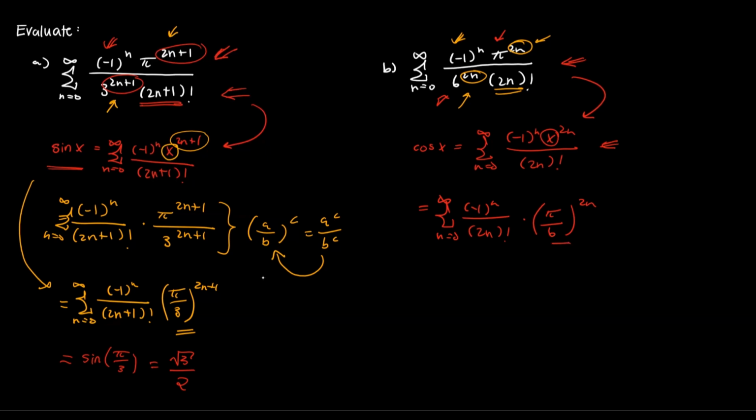And now we have our expression for cos x, where x is pi over 6. So all this really is cos of pi over 6. And we know how to evaluate that. And again, this is equal to √3 over 2. So our answer to both of these is √3 over 2.